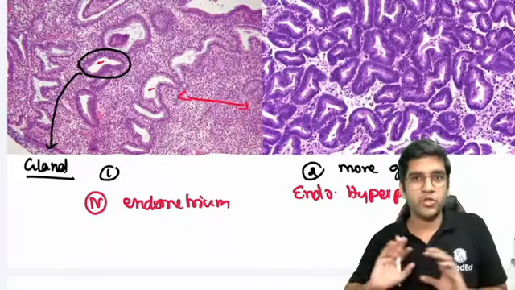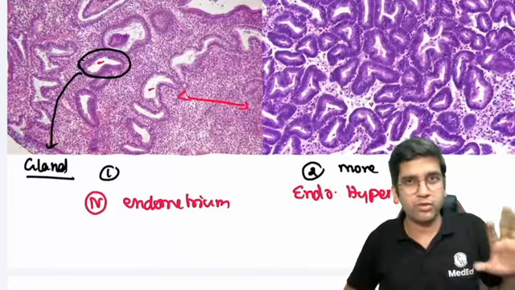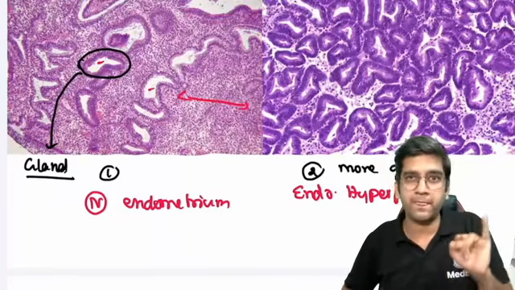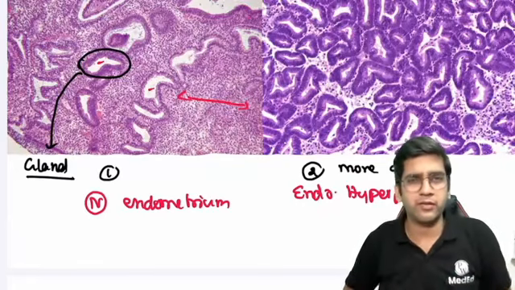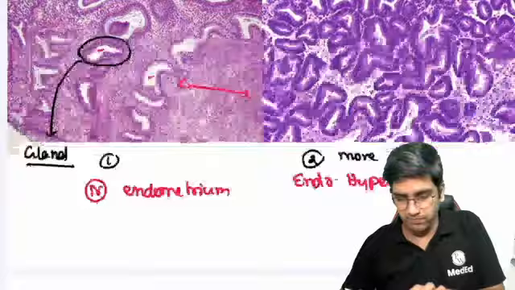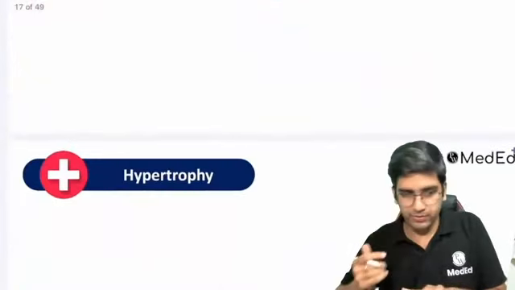Fine. Perfect. So now we know everything about hyperplasia. We know it can cause a complication of cancer and it can be reversible. Sometimes when the stress is more, it may result in complications as well. Fine. Perfect. Now let's go to hypertrophy.